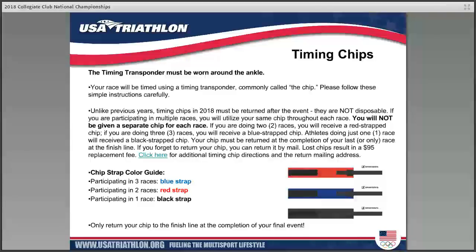Let's take, for example, you're competing in the DL and Olympic distance race. Upon completion of your DL race, which is obviously your first race, you will keep your timing chip and strap. This will not be removed at the finish line. At the completion of your second race, you will then turn in your chip and timing strap.